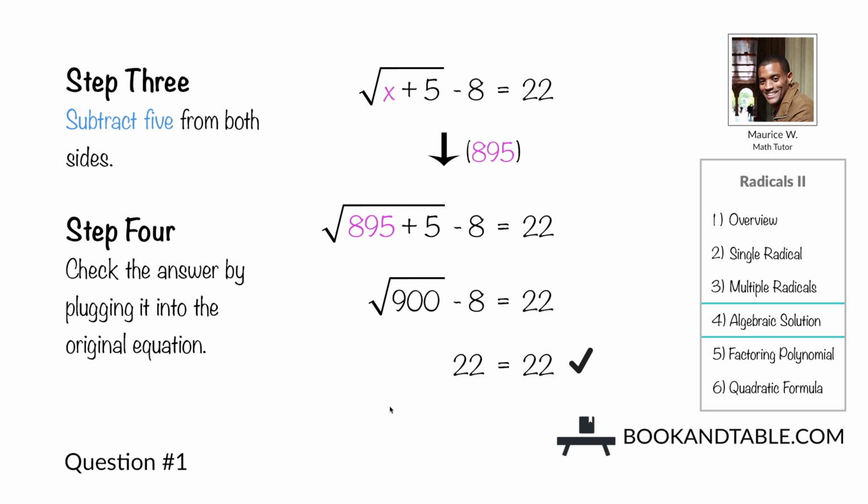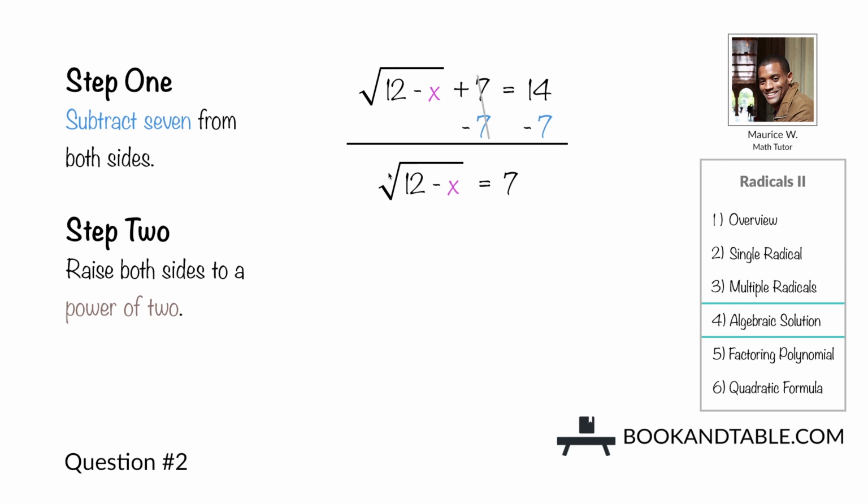Let's take a look at question number 2. The square root of 12 minus x, plus 7, is equal to 14. Step 1, subtract 7 from both sides, leaving you with just the radical on the left side, and 14 minus 7, which is 7, on the right side.